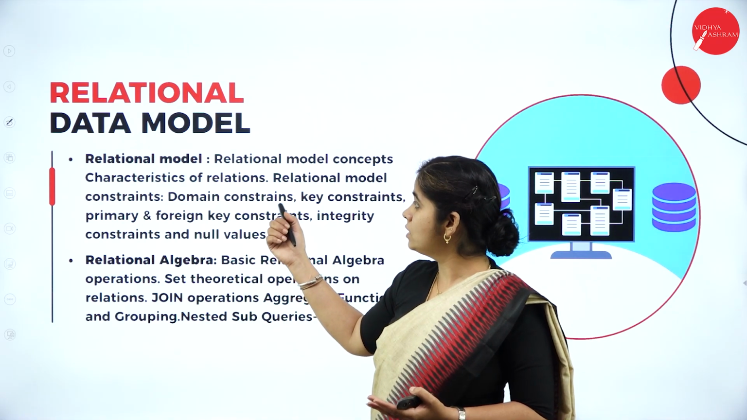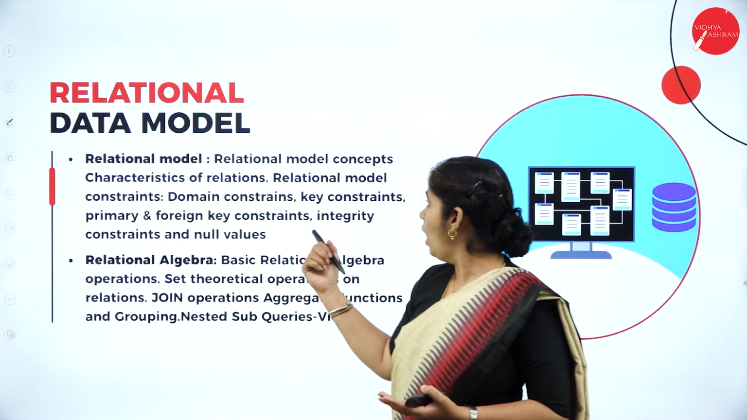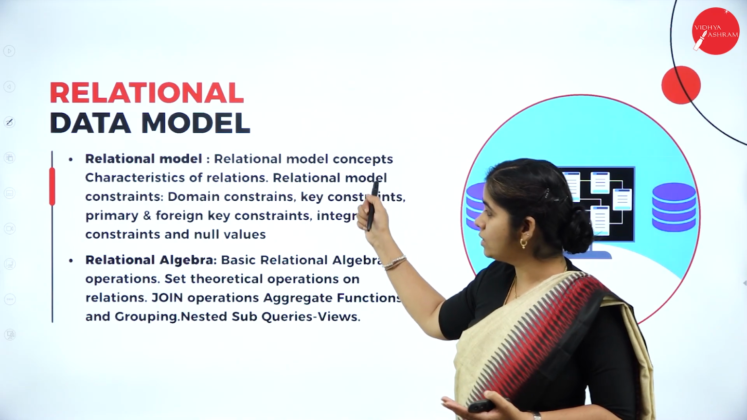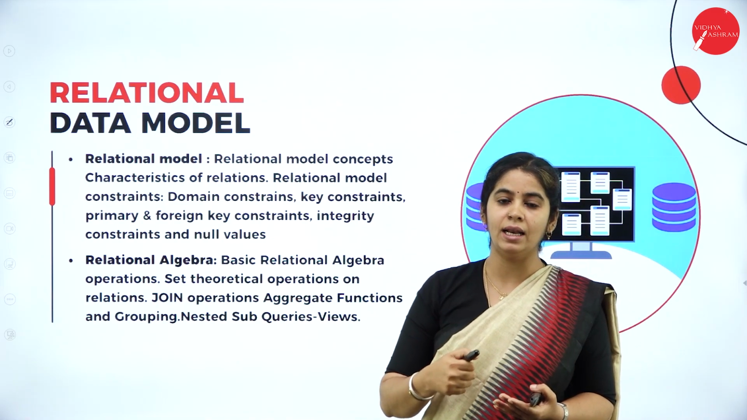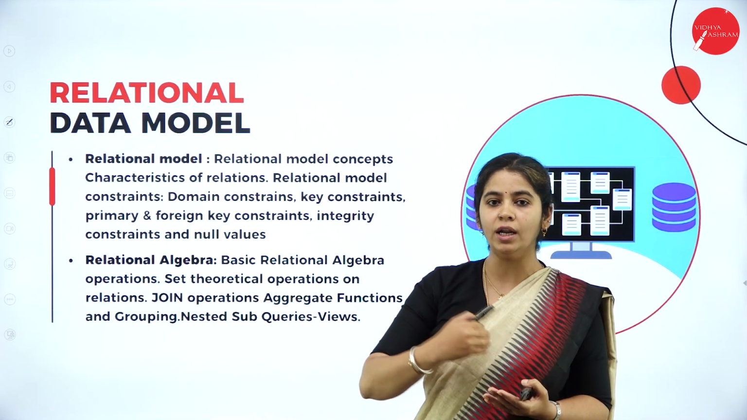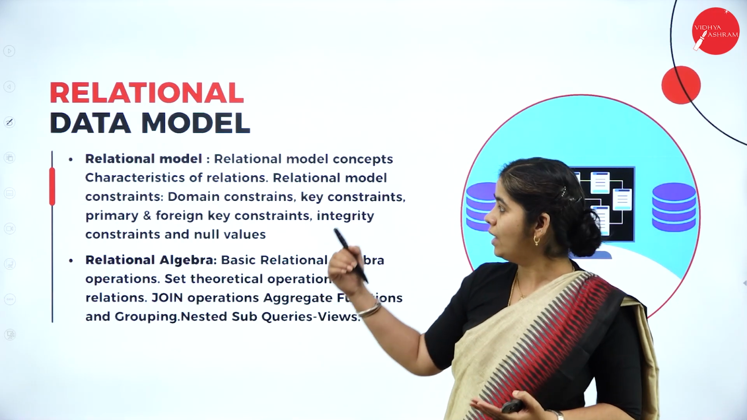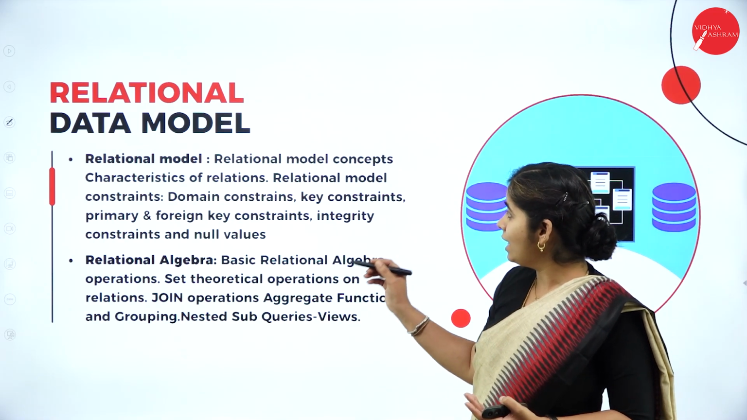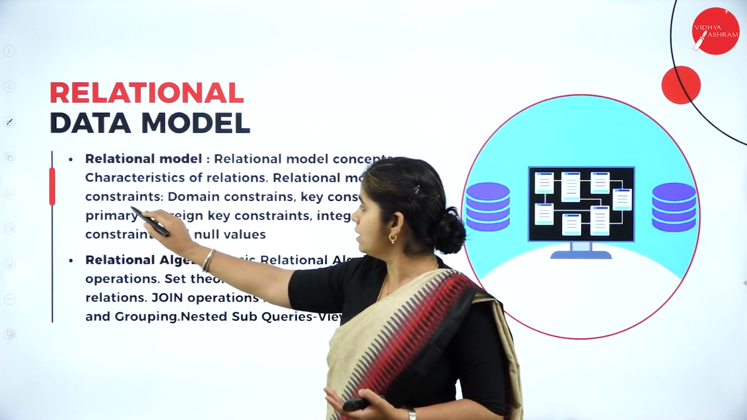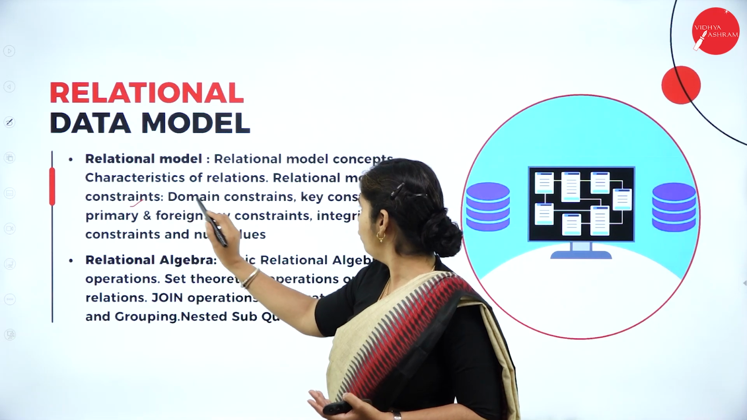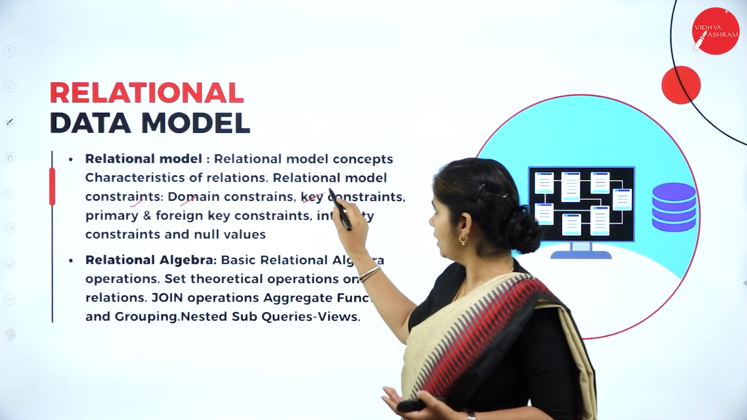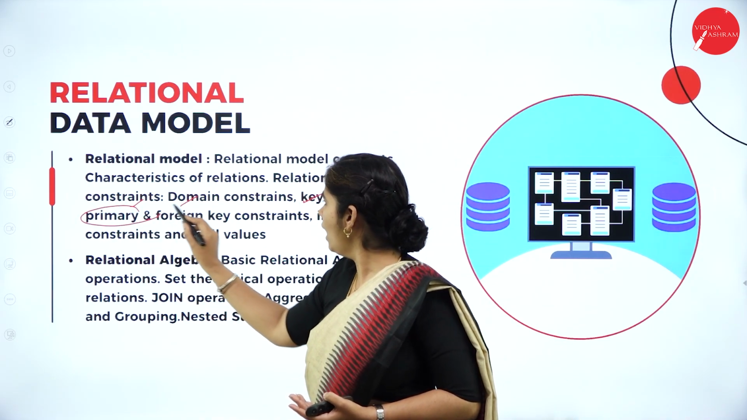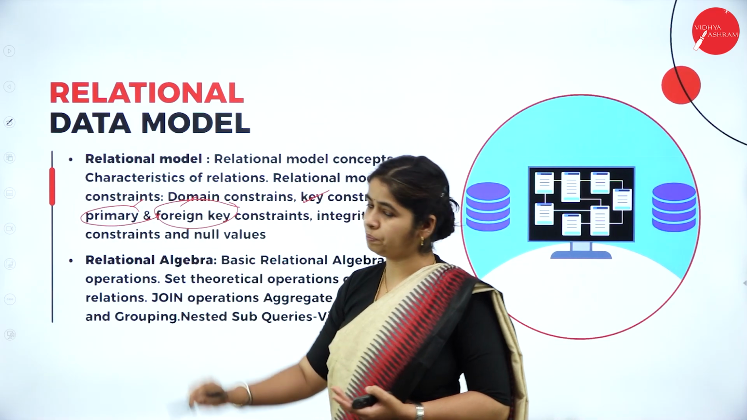Here we are going to study about the relational model. How the relation can be provided. The relational model concept, on which criteria relation will be built from one table to the other table, that we are going to discuss. Characteristics of relations. In the relational model, what is the constraint? In constraint, again we have two types, domain constraint and the key constraint. In key constraint, again we have primary key and foreign key constraint.